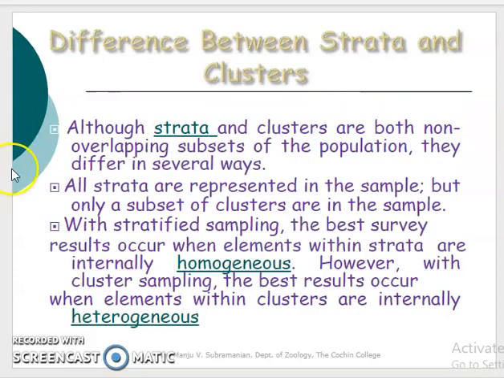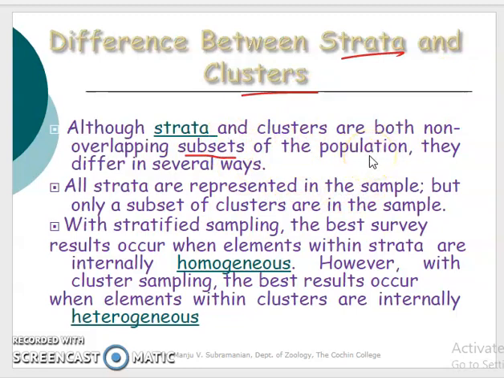Okay, so next, what is the difference between the strata and the cluster? You might be familiar with them now. Let's see what strata and clusters are. Although the strata and the clusters are both non-overlapping subunits of a population, they differ in several ways. Although we feel that strata and clusters are the same in sampling, both are different. Both are non-overlapping units.